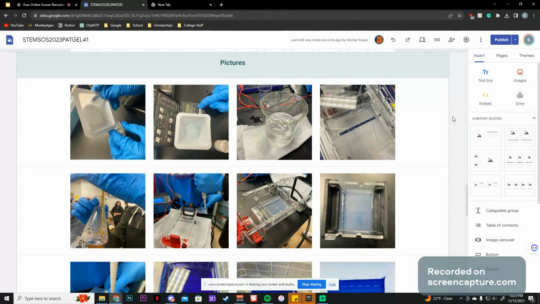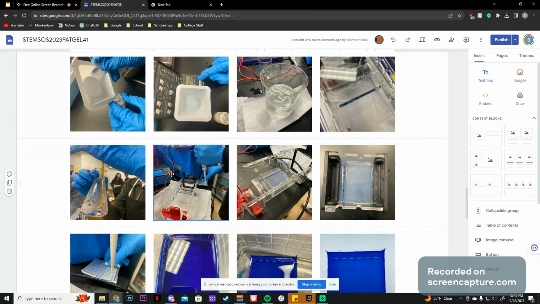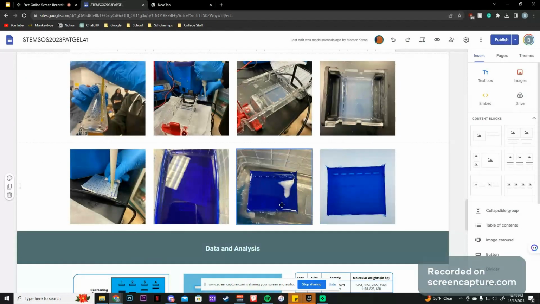Here we have our pictures where we are creating the gel for the experiment, as well as us loading the samples into the wells of the gel, and also staining the gel and putting it under a white light to see the results.